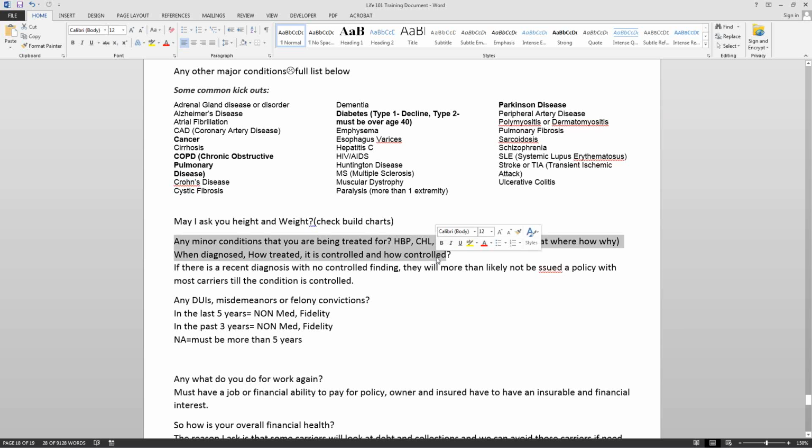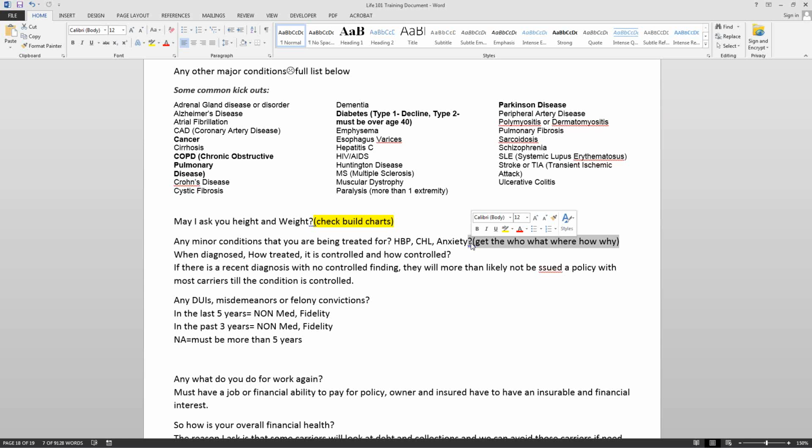Any minor conditions? Minor conditions aren't kickouts. Minor conditions are just something we need to know for rate class. That goes along with height and weight, and you are going to want to check the build chart for this. There are several build charts as we are exploring different carriers. When we're looking at what they're treated for, how is it diagnosed, this is not a big deal, right? But what you have to understand is if they have asthma and they're a smoker, they're probably not going to issue the policy. If you're overweight, you've got high blood pressure, cholesterol, and diabetes all go together, probably not going to get a standard or traditional policy.